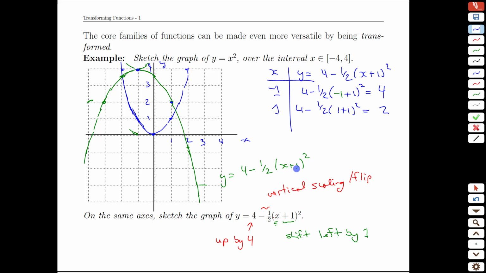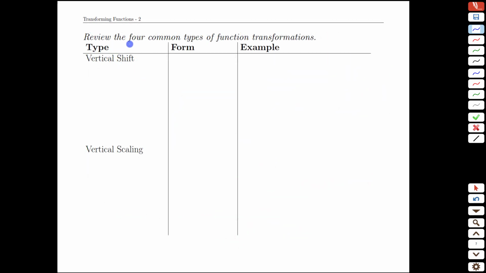So that points to the x plus 1 structure inside the function leading to a left shift, despite what your intuition might initially make you believe. As a quick recap, we'll just review the types of transformations we see.